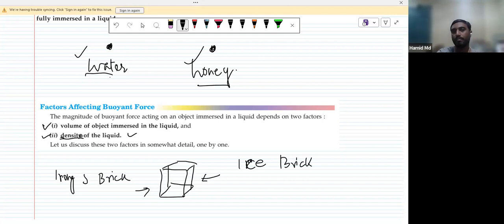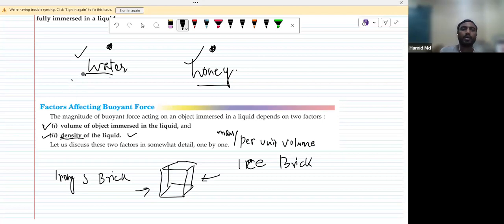Density relates to the mass of a substance by volume. Density is mass per unit volume.